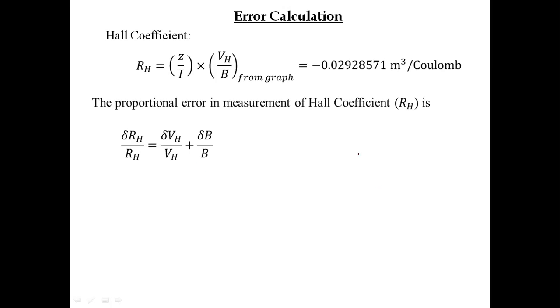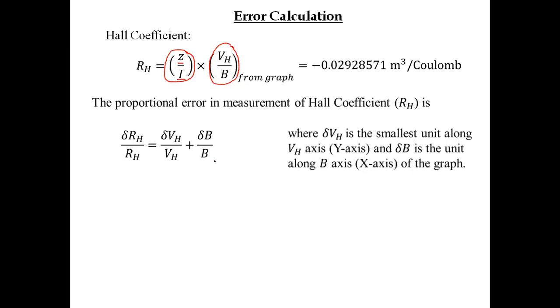So the proportional error in the Hall coefficient, delta RH by RH, is equal to... Z and I are constant. Z is the thickness of the material, which is a constant. I is the current that you are supplying through the semiconductor, which is also a constant. The only variables are VH and B. So from the error calculation, delta RH by RH equals delta VH by VH plus delta B by B. Now what is delta VH and what is delta B?